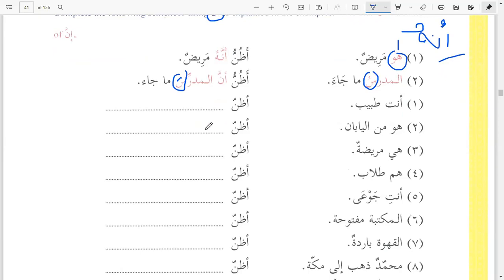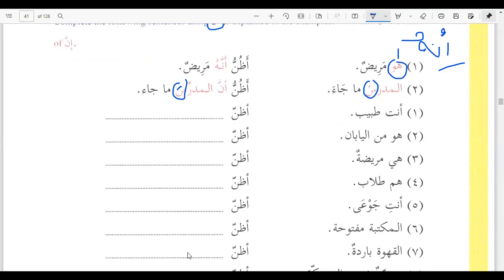So we follow these examples and we will do the next one. Anta tabibun. You are a doctor. Azunnu annaka tabibun. I think you are a doctor. Okay, so like this, we have to do this one. Who will do this one?